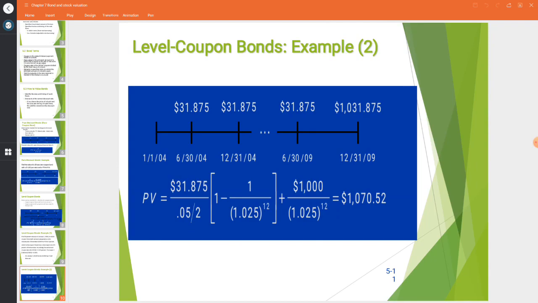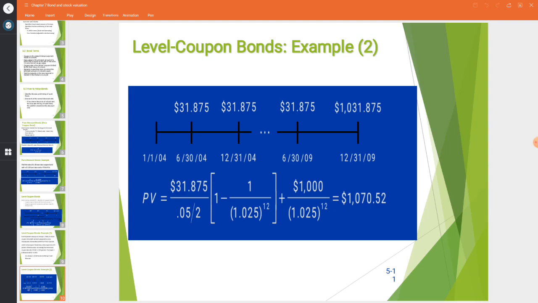Let us implement it in the equation. Our equation is BV equal C over R. C, this is the coupon payment. In our case, our coupon payment is 31.875. This is the semi-annual coupon, divided by R. This is the YTM. But a YTM is the annual YTM.